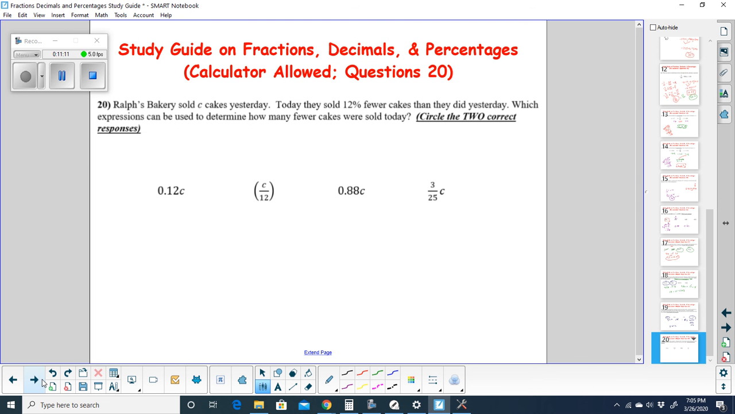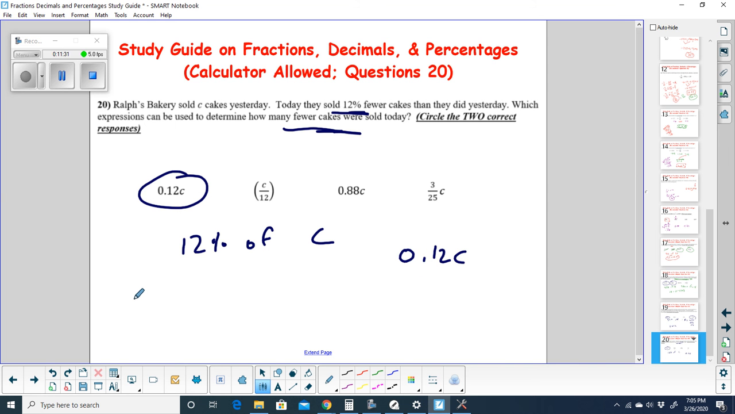Ralph's Bakery sold C cakes yesterday. Today they sold 12% fewer cakes. Which expressions can be used to determine how many fewer cakes? So we just care about how many fewer. Well, 12% of C is 0.12 times C. So we know this answer is right. But now let's look at the other answers. Well, this one we can eliminate. 12% of C is not going to equal 88% of C.